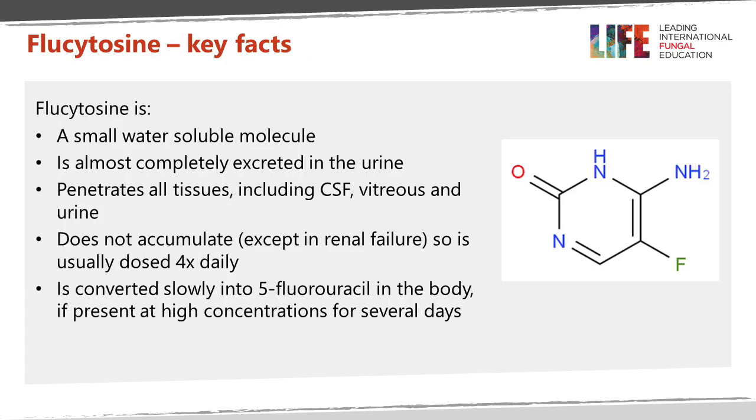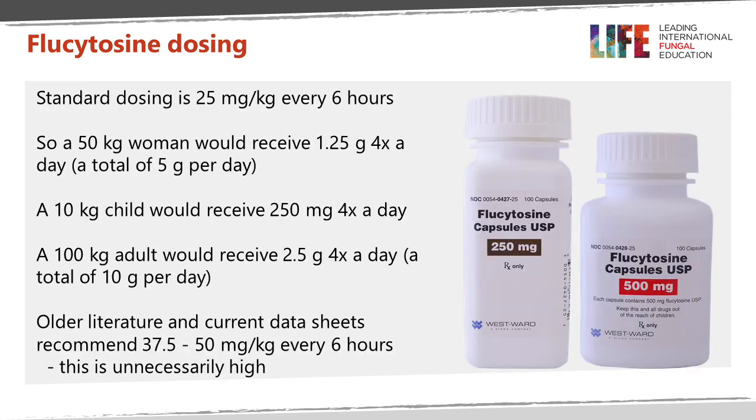So, as I'm sure you all know, flucytosine is a small water-soluble molecule. It's almost completely excreted in the urine. It penetrates all tissues, including CSF, vitreous, and urine, and is therefore quite helpful from a clinical perspective for that reason. It doesn't accumulate except in renal failure, so it's usually dosed 4 times a day. And it's slowly converted into 5-fluorouracil in the body if it's present at high concentrations. And that, of course, is a chemotherapy agent, and that can depress the bone marrow. Hence the reason to worry about high concentration.